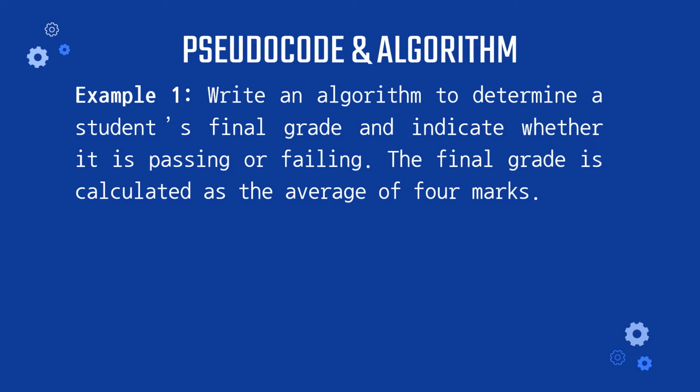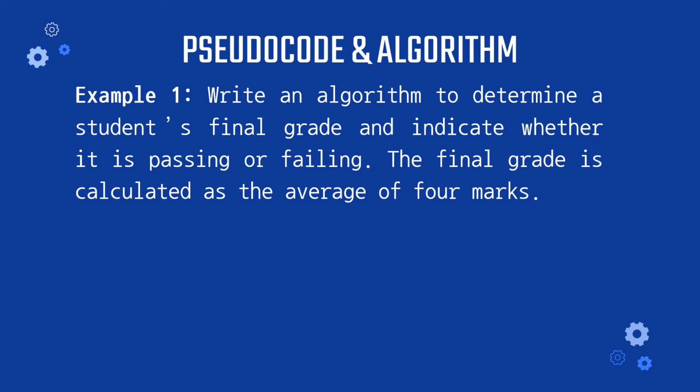So, this is an example of a problem. Number 1, write an algorithm to determine a student's final grade and indicate whether it is passing or failing. The final grade is calculated as the average of 4 marks. So, iintindihin po muna natin yung isang problem bago tayo gumawa ng isang program or ng isang algorithm, pseudocode, or ng isang flowchart. So, ang sabi po dito, kailangan itong problem na to is ma-determine niya yung final average or final grade ng isang bata. At the same time, kailangan nating malaman kung pasado ba ang isang bata or hindi.